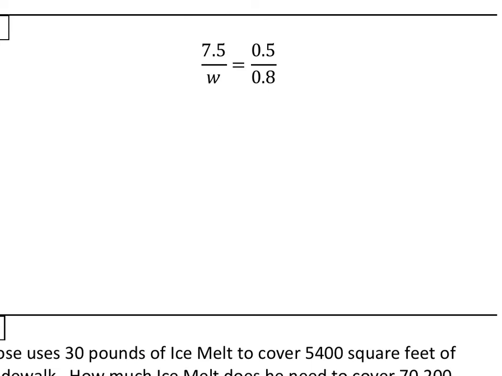Okay, so now we look at this one. We're going to do the same thing. First thing we're going to do, write out our cross product equation. So our cross product equation would be 0.5 times W would equal 7.5 times 0.8. So then we'd have 0.5 times W equals 6.